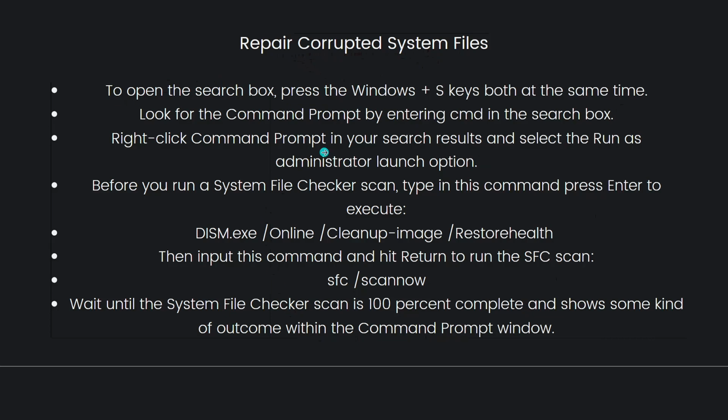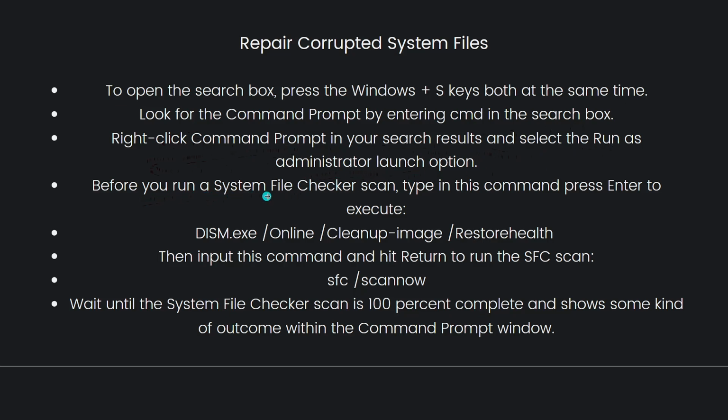For the fourth one, repair corrupted system files. So to do that, follow these steps. First, to open the search box, press the Windows button plus S key both at the same time. Look for the command prompt by entering CMD in the search box. Right-click on the command prompt in your search results and select the Run as Administrator option.